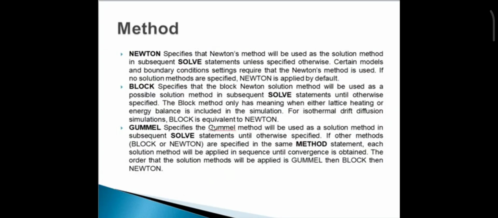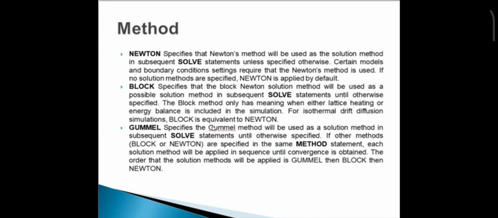Next is the numerical method used in nanowire. First one is Newton, second one is Block, and third one is Gummel. Newton specifies that Newton's method will be used as a solution method in subsequent solve statements unless specified otherwise. Certain models and boundary condition settings require that Newton's method is used. If no solution method is specified, Newton is applied by default.